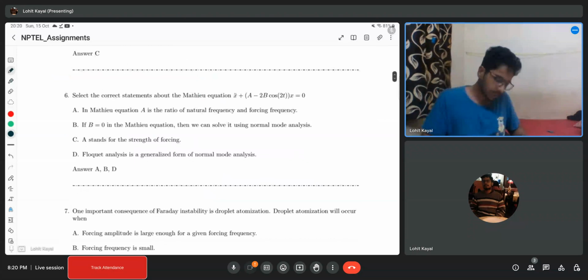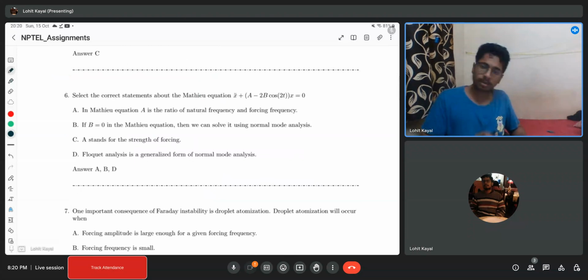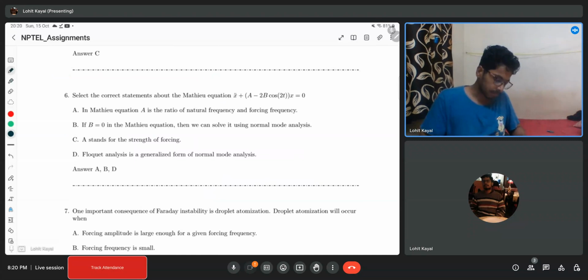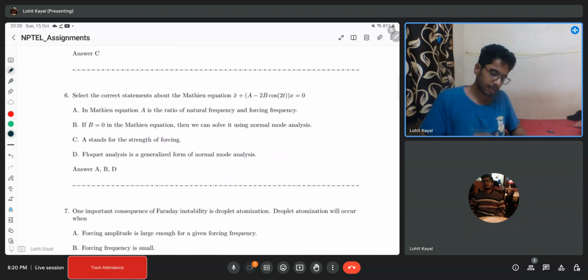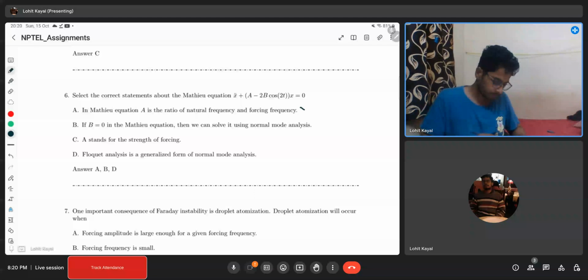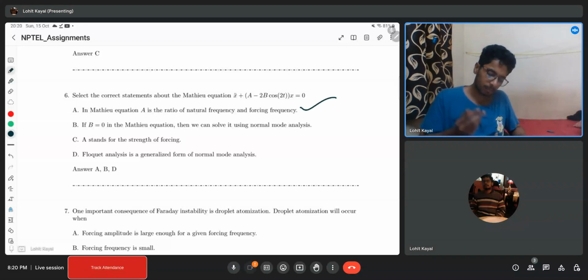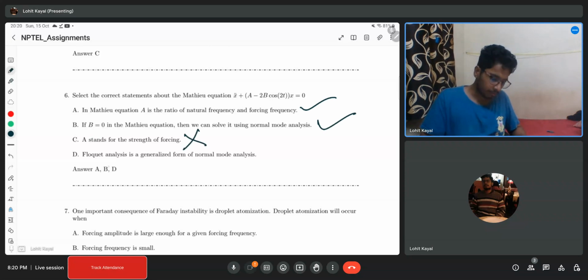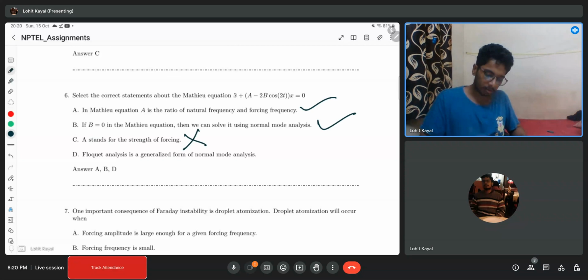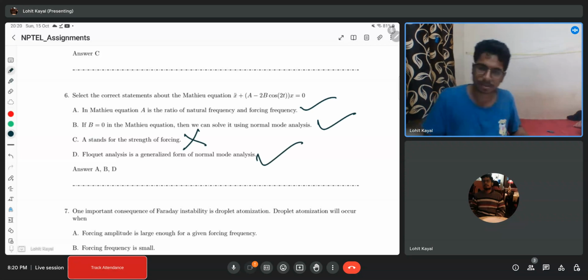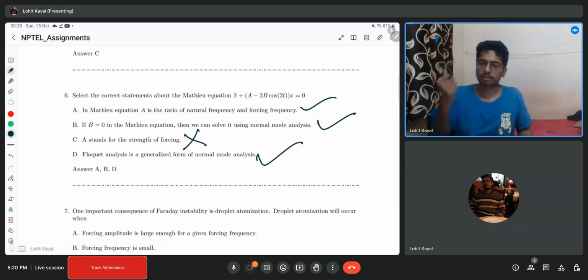Question 6. Select the correct statements. There is more than one answer. About a Mathieu equation of this kind: in the Mathieu equation, A is the ratio of natural frequency and forcing frequency. True. If B equal to 0, in the Mathieu equation, you solve it using normal mode analysis. True. A stands for strength of forcing. No. Floquet analysis is the generalized form of the normal mode analysis. It is also true. We have discussed that during the discussion of the Floquet method.